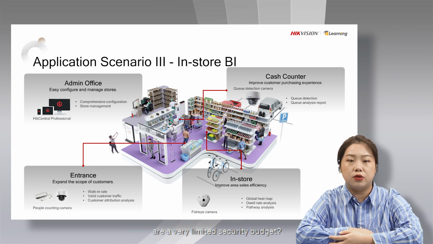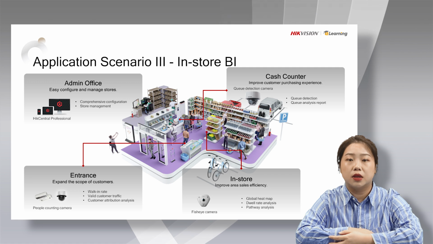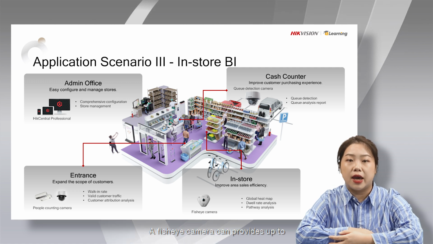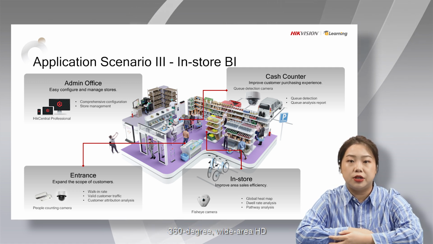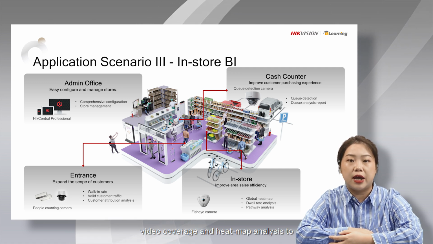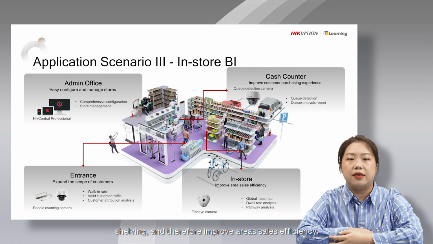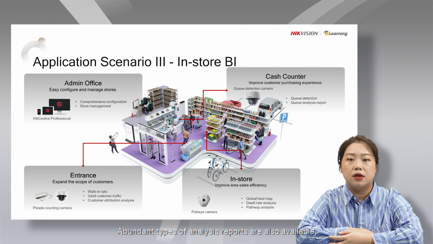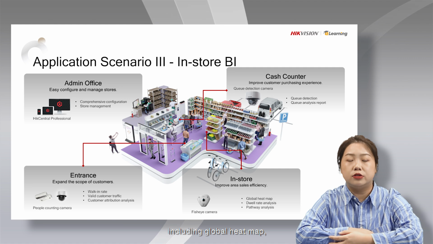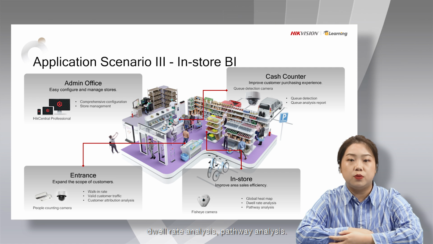Then, for the in-store shopping area, how can business owners effectively protect shopping areas and maximize the return on a very limited security budget? A fisheye camera can provide up to 360-degree wide area HD video coverage and heat map analysis to identify most visited areas and optimize shelving, and therefore improve area sales efficiency. Abundant types of analysis reports are also available, including global heat map, dwell rate analysis, pathway analysis.